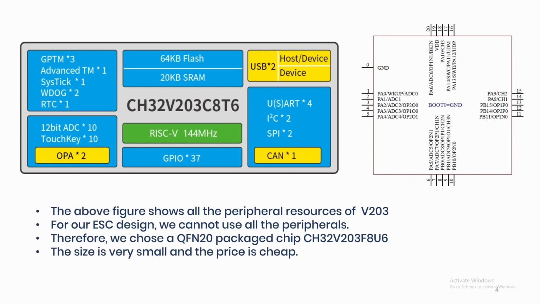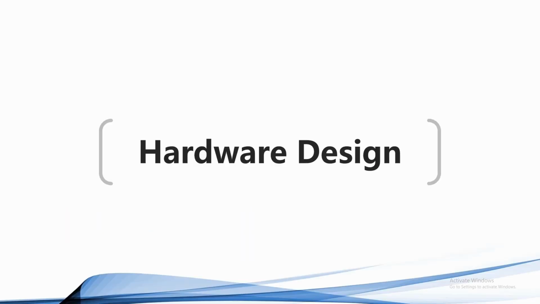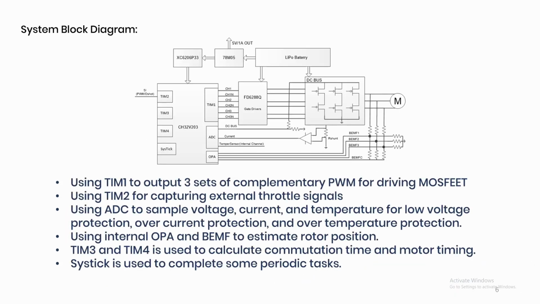Now the MCU we used is the CH32V203, the C8T6 model. One of the nice things is it has just the right amount of peripherals, with 4 UART, 2 I2C and 2 SPI. And also it can be a USB host and device. And for the package, we chose QFN20. It's small and cheap, and also it fits perfectly into our small board.